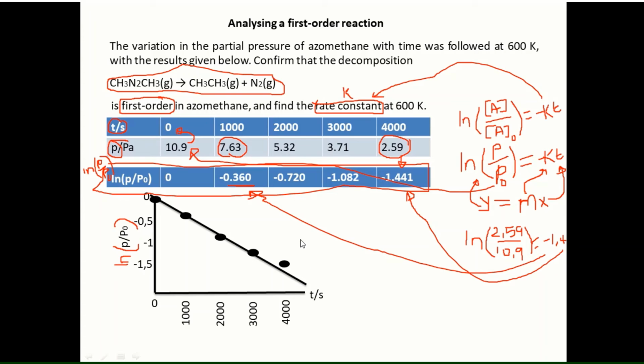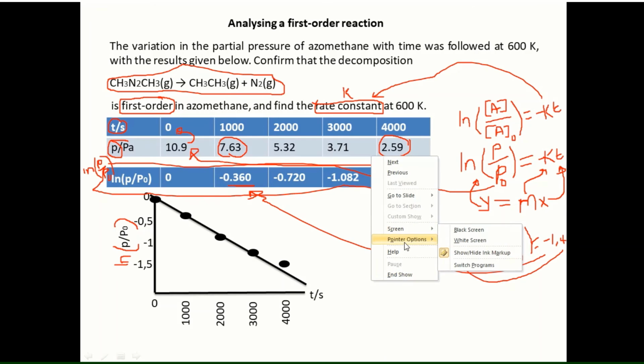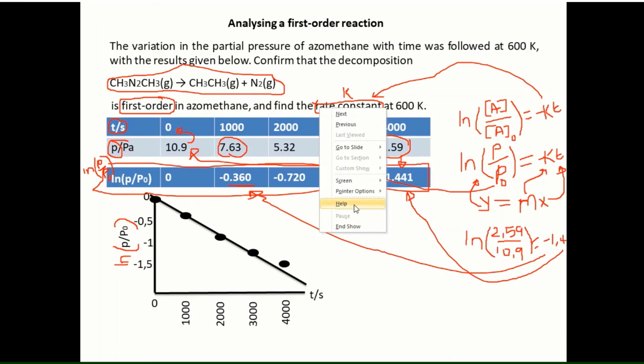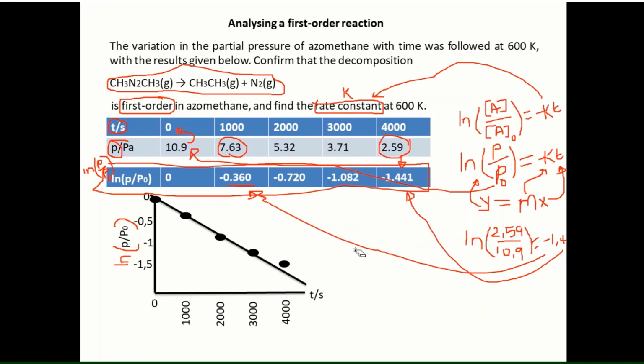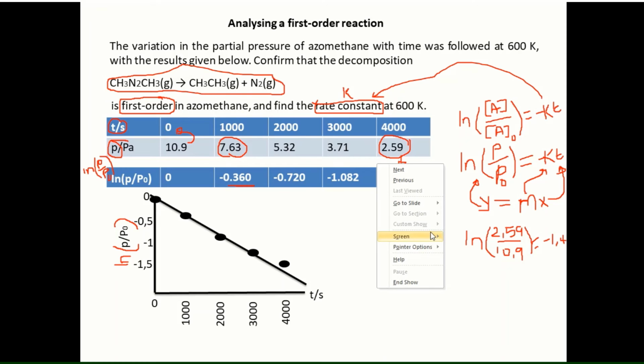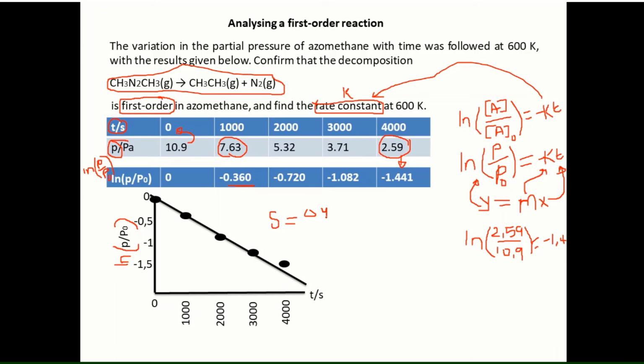So from this plot, the gradient is the one we are looking for. And in order to find the gradient, let me erase some of the things here so that I can have space. So gradient is the slope. Let me say S for slope. Slope is change in y over change in x. Our y is this part. Our x is this part.